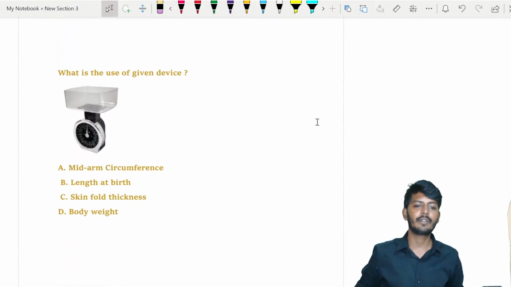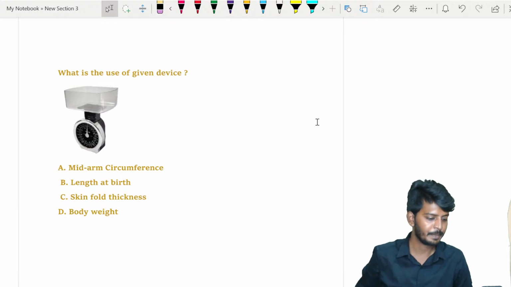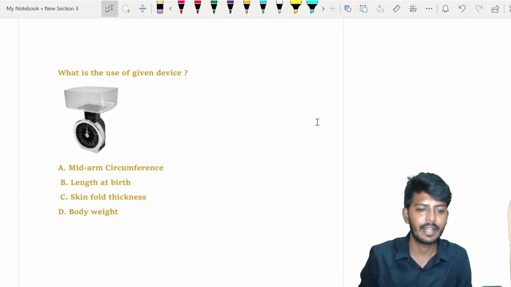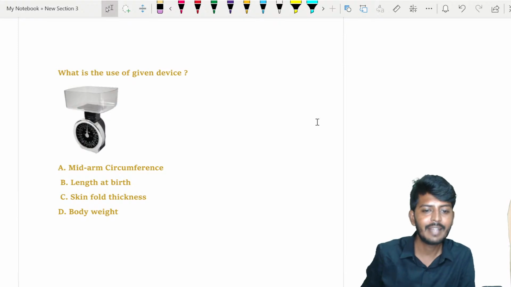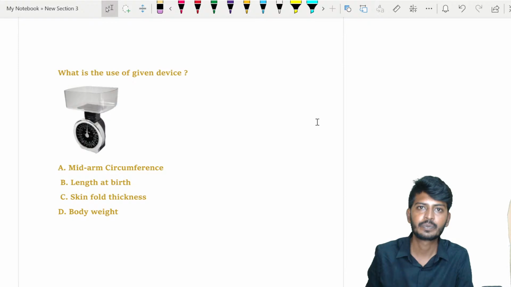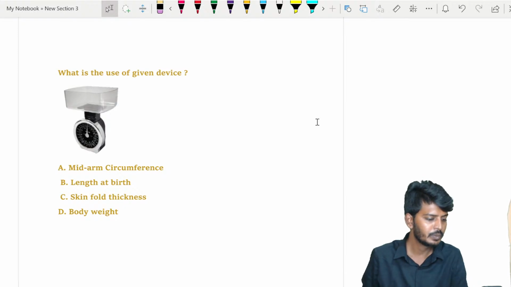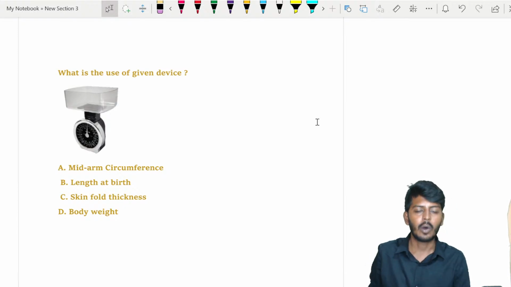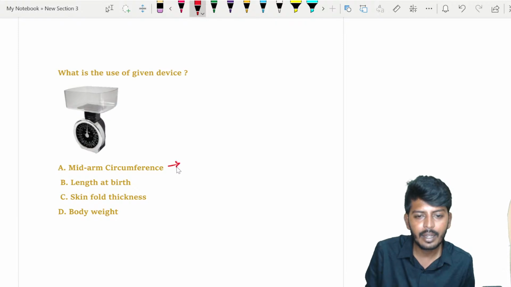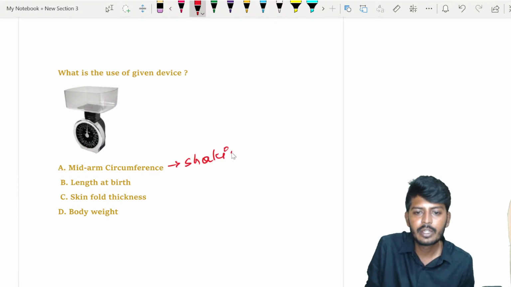What is the use of the given device? The options are mid-arm circumference, length at birth, skin fold thickness, and body weight. Come on, quickly tell me the answer. What is the instrument used for? Let's see, mid-arm circumference. Already we know which tape is used: Shakir's tape.